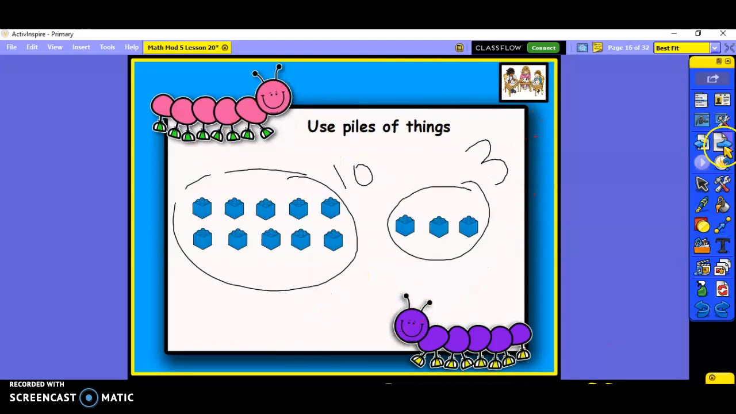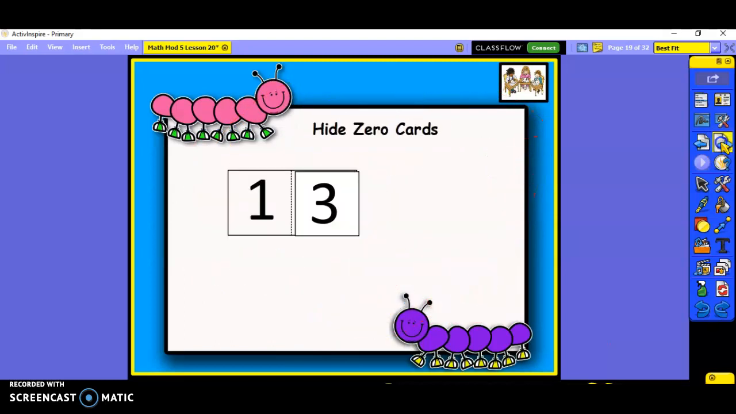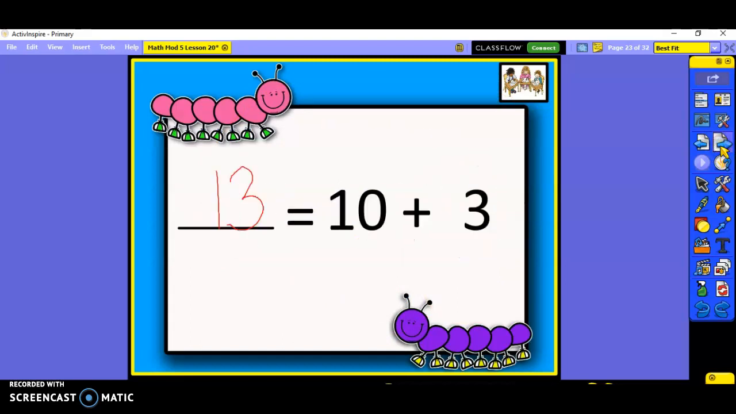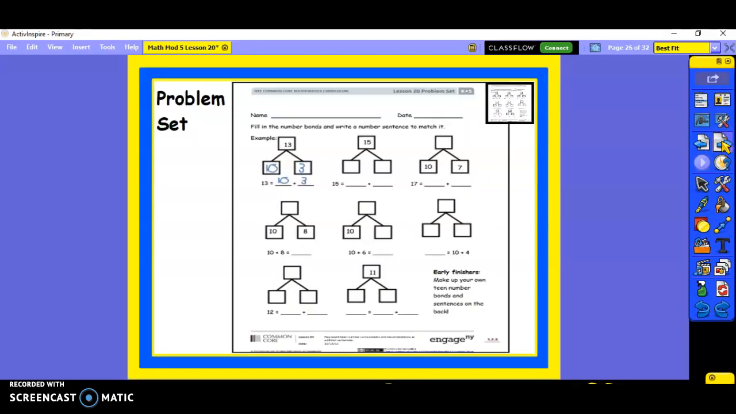So our job today on our problem set is going to be just like this. Miss Nakian is going to show you your problem set. I'm going to work some with you, and then you're going to work some independently or with your mommy and daddy. We have to fill in our number bonds and write a number sentence to match. So look at our example. We had 13. They wanted you to split 13 into two parts, 10, 3. And then you're going to fill in your number sentence. 13 equals 10 plus 3.